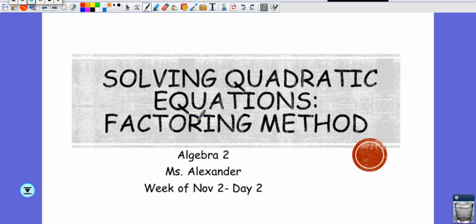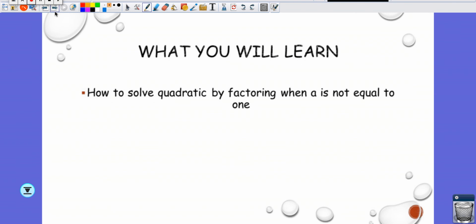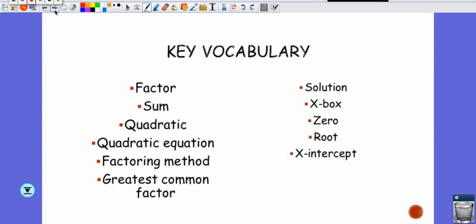Okay guys, so we started in class on solving quadratics by factoring. This is what this is going to be about for homework as well. What you're going to learn is how to solve quadratics by factoring when the a is not equal to 1. We talked about it when a is equal to 1. Now we're going to talk about when a is not equal to 1.